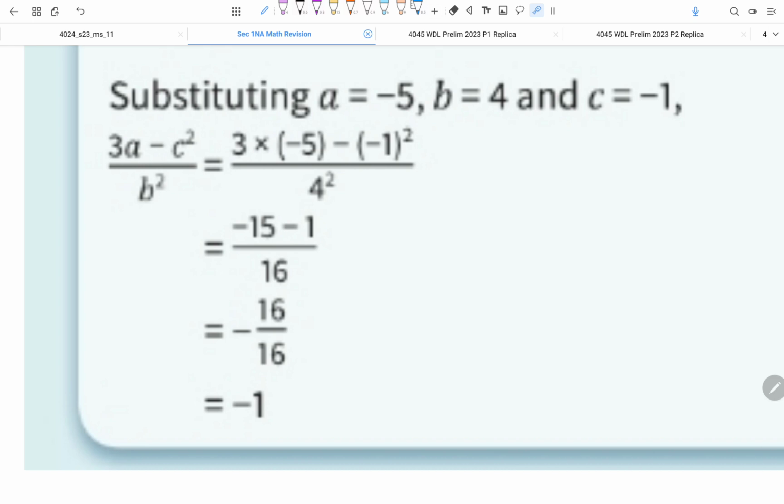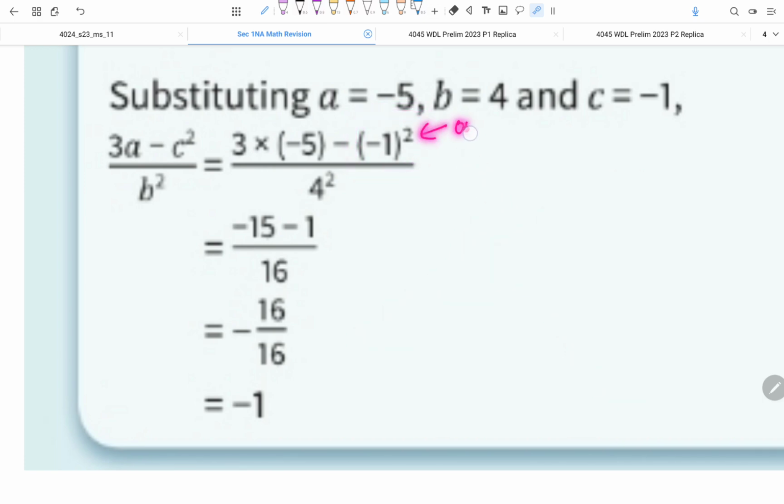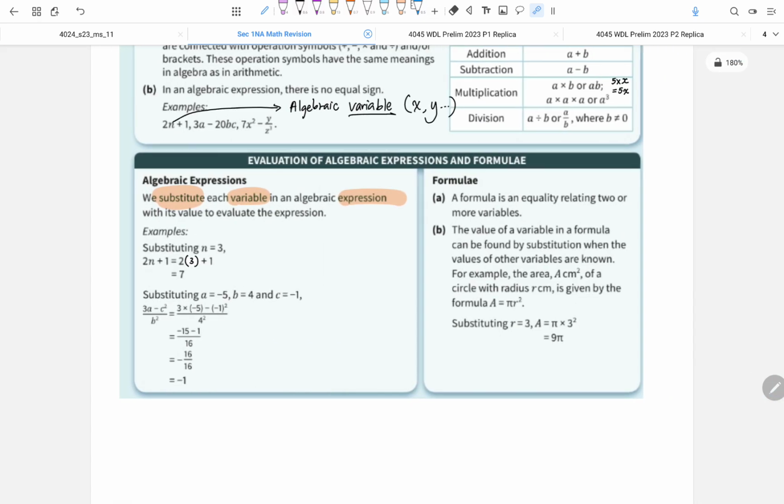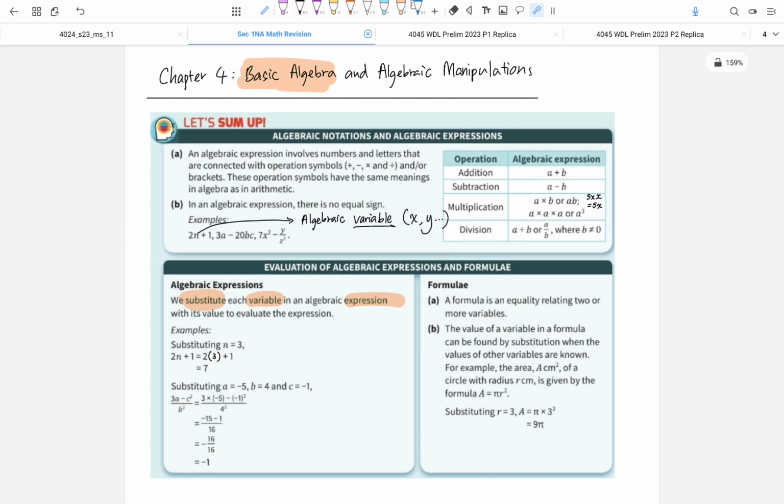Now one of the dangers in this particular topic is this part. There are some students who write negative 1 and then the square, somehow they write it inside the bracket. This is wrong. The square is outside the bracket. Alright? Okay, so this is a quick revision on basic algebra. We will now move on to algebraic manipulations.